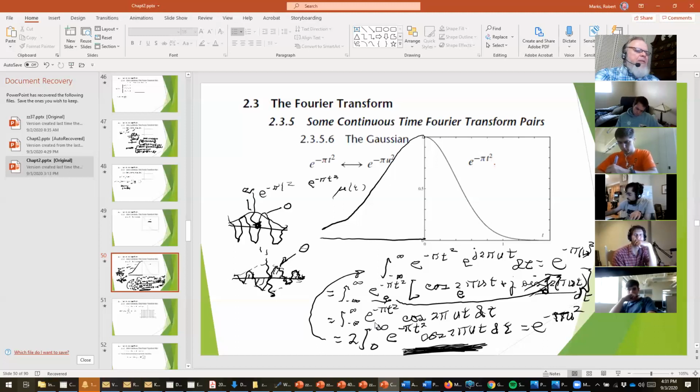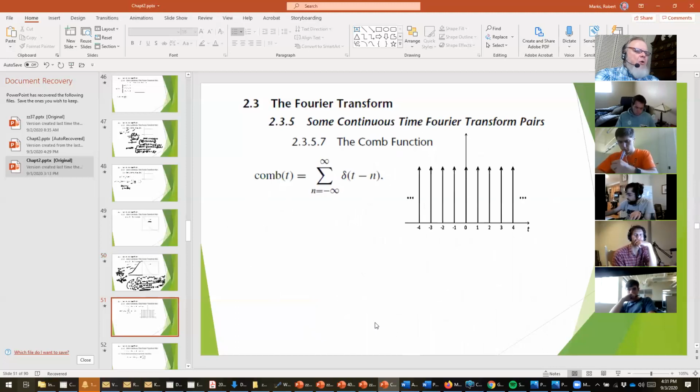Okay, this will probably be the last one that we talk about today, which is the comb function. You can see it's a sequence of Dirac deltas, as you can see here, separated by integer values. Did you see immediately why it's called a comb function? Yep, because it looks like a comb. And it's an infinite series of Dirac delta functions.